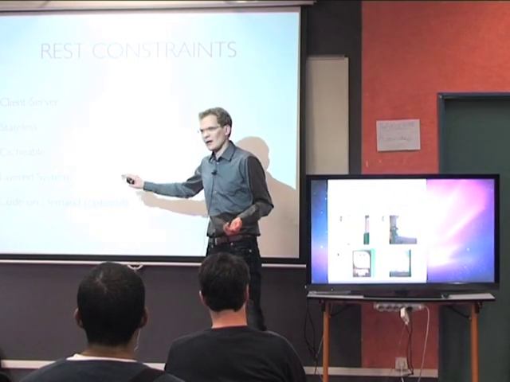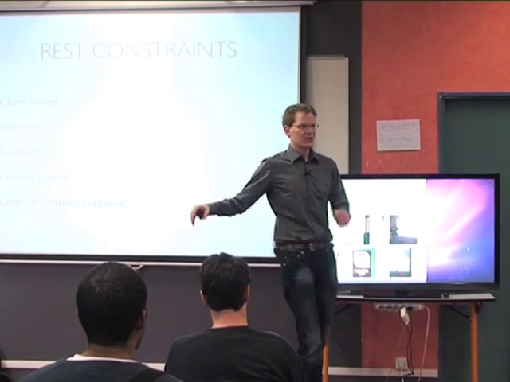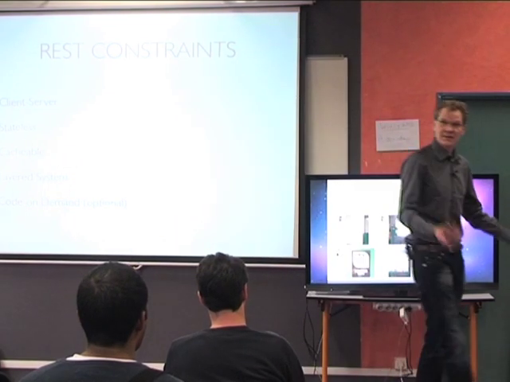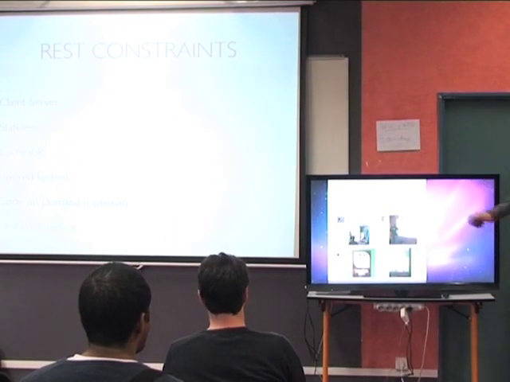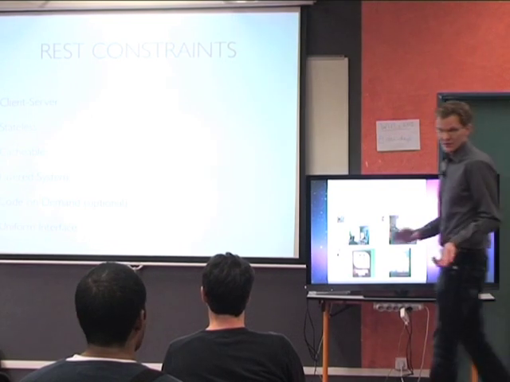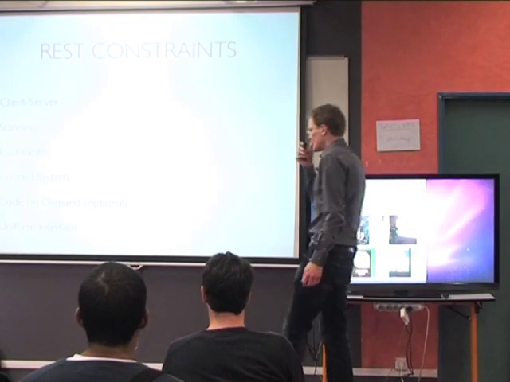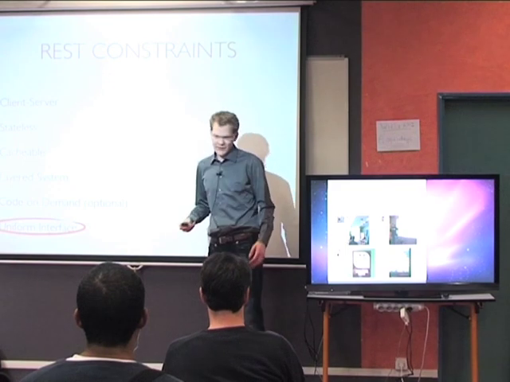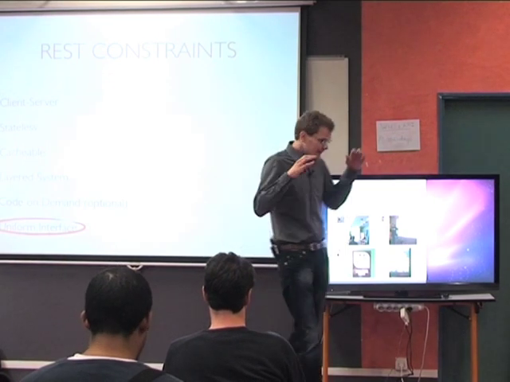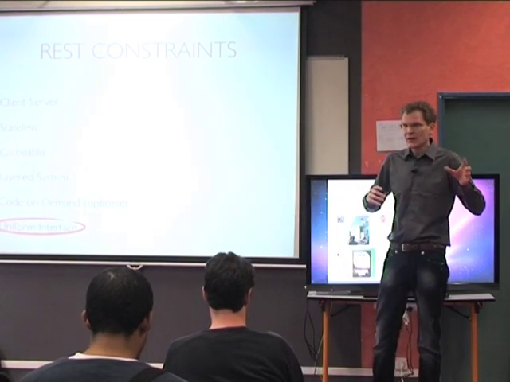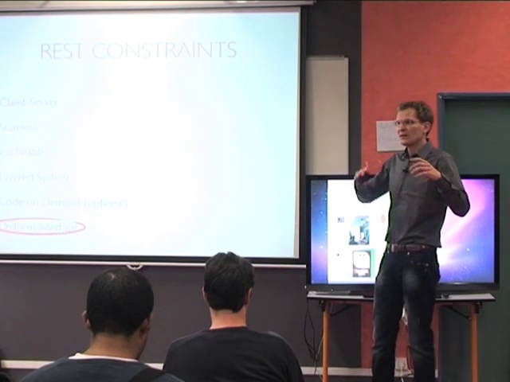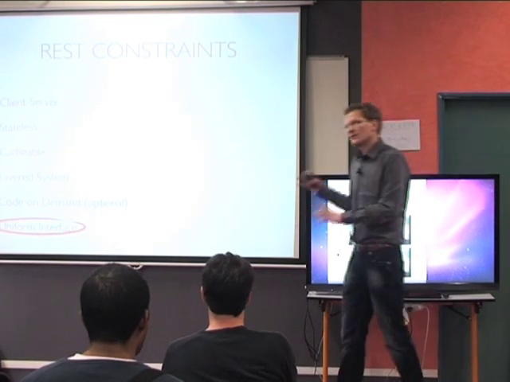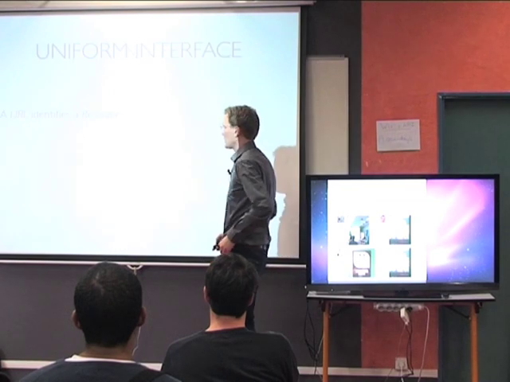Code on demand is completely optional. The best example would be JavaScript: we ship something to the client to enhance its experience. Executable code, forget that; at least for machines, it's not so interesting for APIs. And the last bit is the uniform interface. People look at it, and then they see something about status codes, and they're done. That's partly Roy's fault. We'll look at why later.